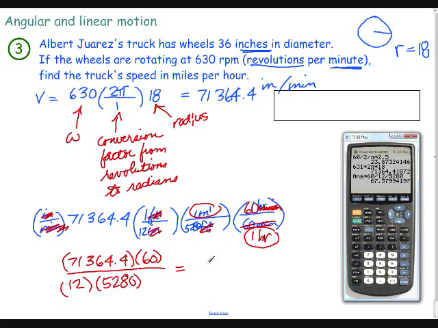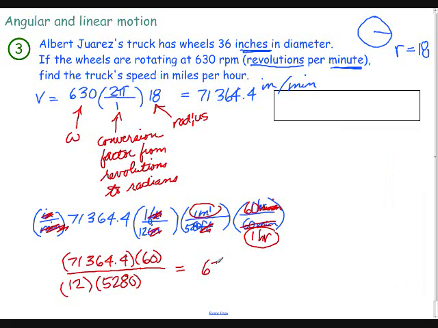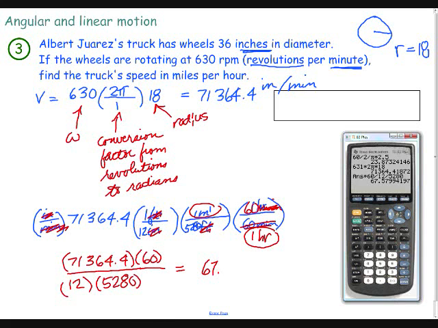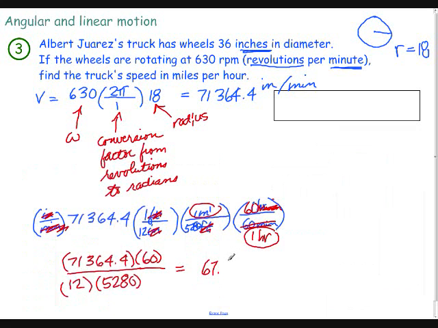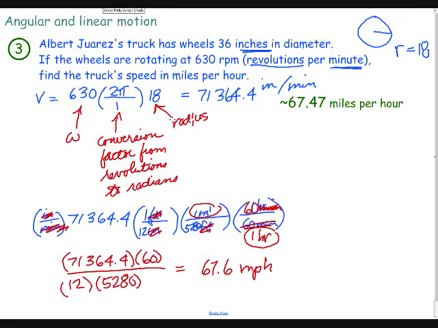This says he is going 67.6 miles per hour. How's that? Close enough? Miles per hour. Let me check that against my own calculations earlier. And that looks really good. So I'm just going to box my answer.